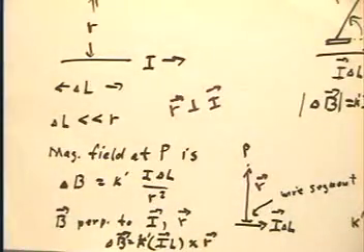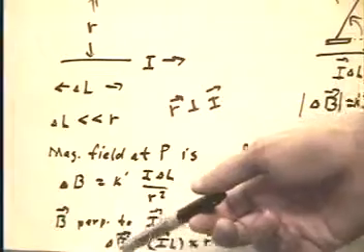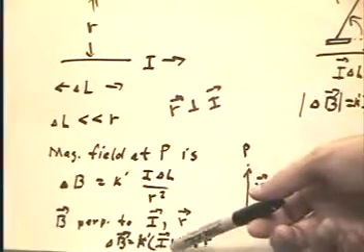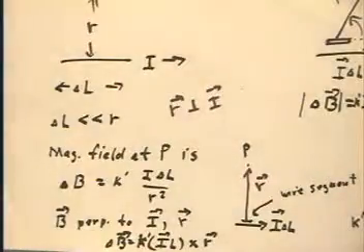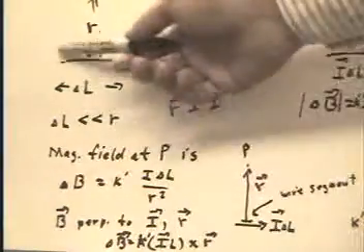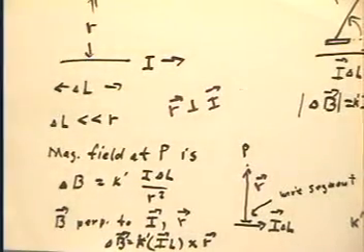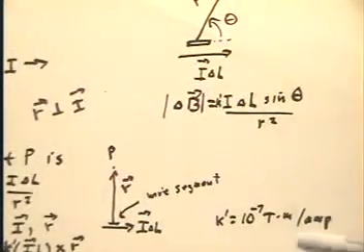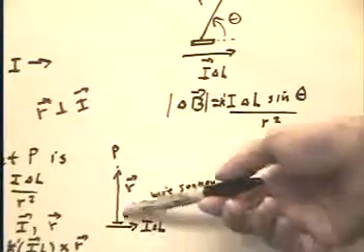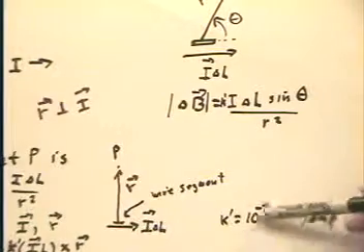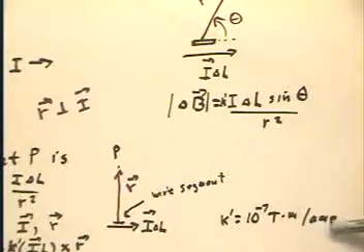In that case, we could write this in cross product notation as the magnetic field contribution delta B equals K prime times I delta L cross r, where I delta L is a vector that has the direction of the current I in the segment. Okay? And that's our source of magnetic field. Now, again, this corresponds to a situation where the r vector is perpendicular to the I delta L. K prime is 10 to the negative 7th Tesla meters per amp.